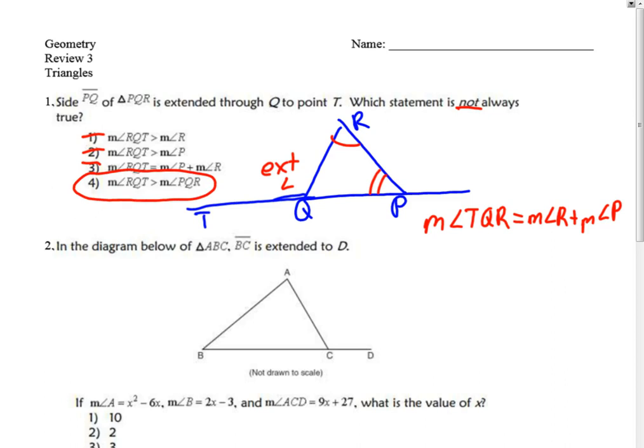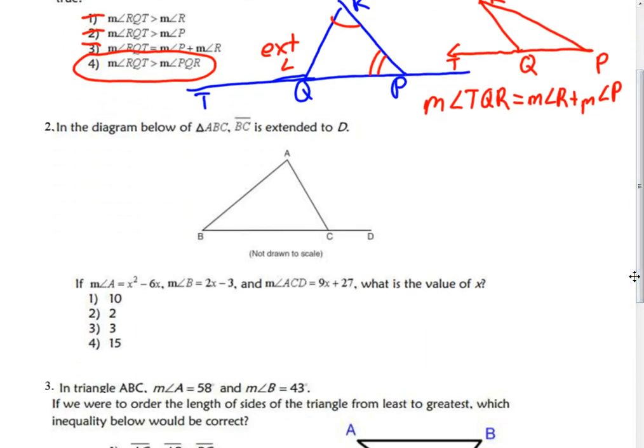So if you drew the triangle like this, if this was PQR, then T would be out here. That's an example where that would not be true. Okay.